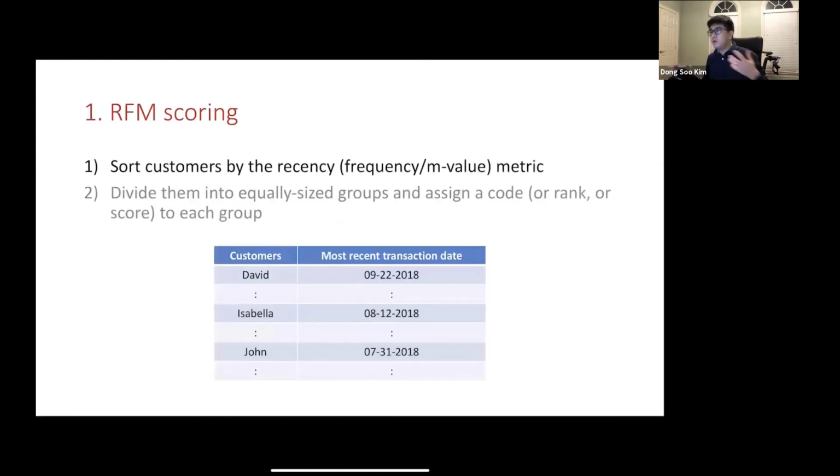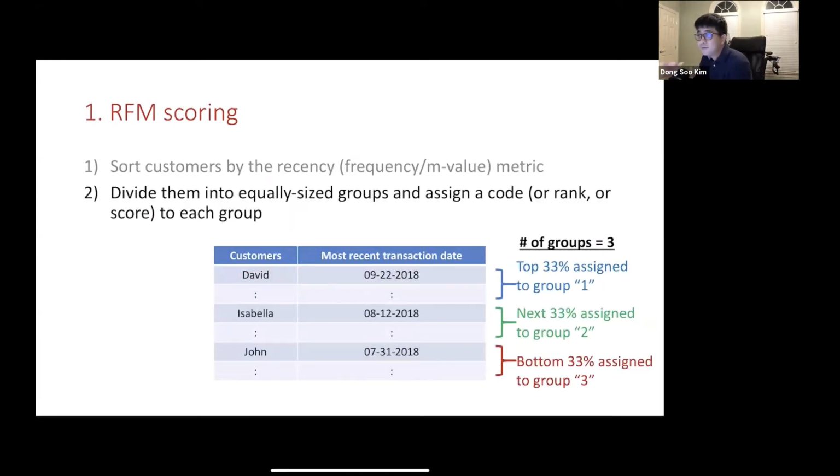Then, let's go into the details of each step. There are various scoring schemes, but the most used scheme is this simple one. First, sort customers by each metric. For example, to score customers' recency, we need to first sort the customers by their most recent transaction date, as in this table. David is the customer who made his last purchase most recently. So he's at the top of the table.